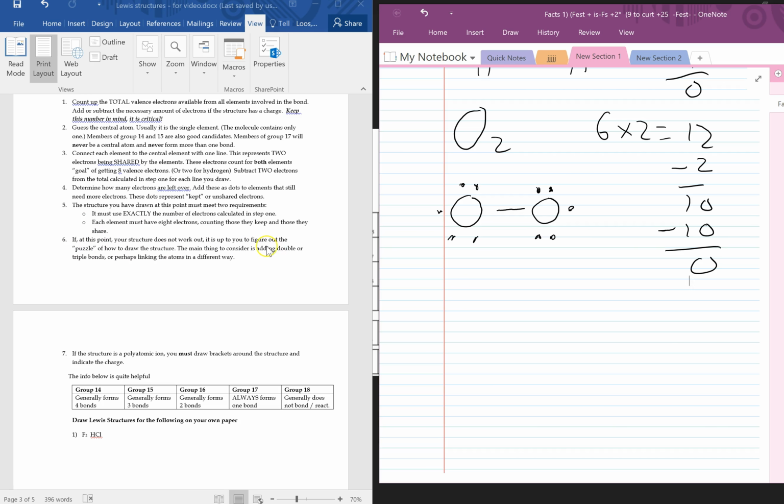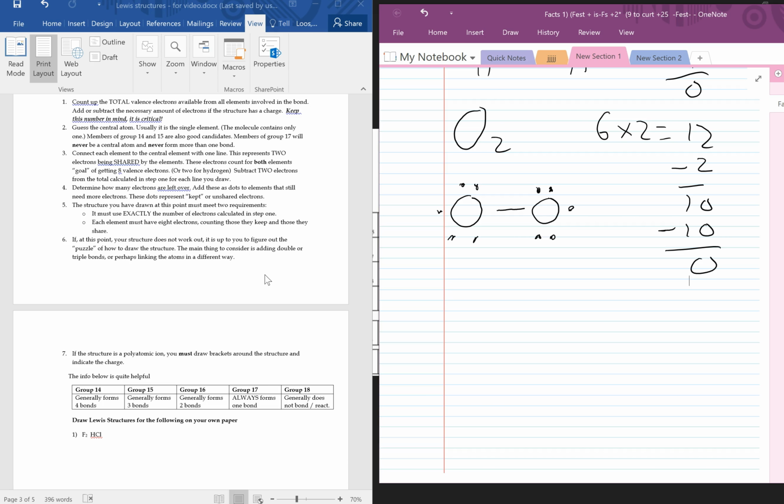You got to figure out the puzzle of how to get it to work out. And almost always when atoms are short of electrons, as they are here, the way to fix it is going to be to add multiple bonds. Atoms can share 2 pairs of electrons, a double bond. They can share 3 pairs of electrons, which is a triple bond.